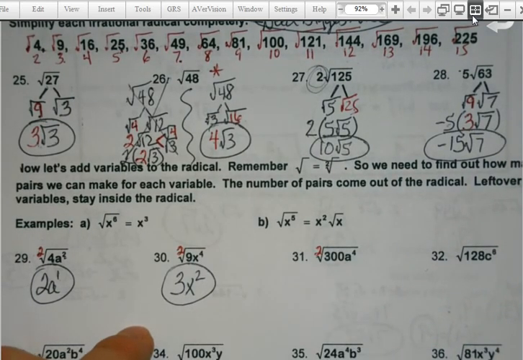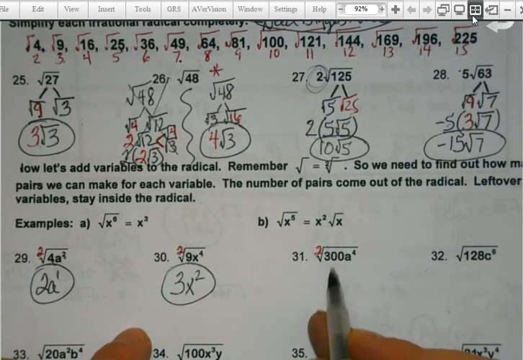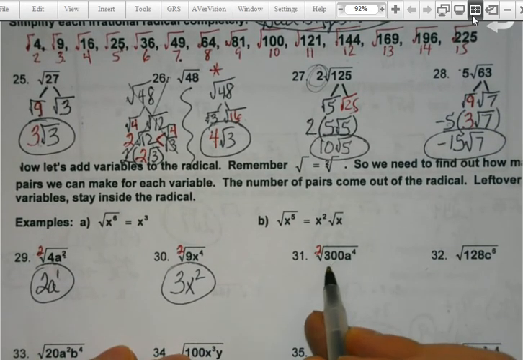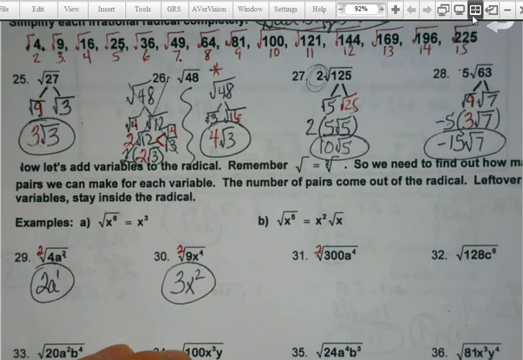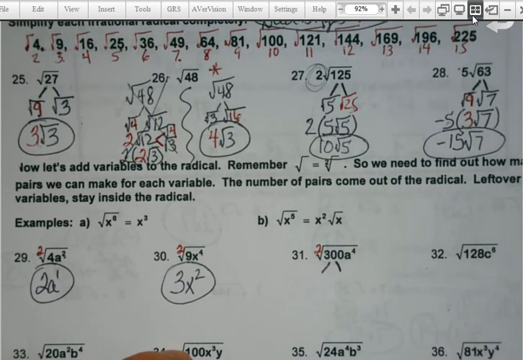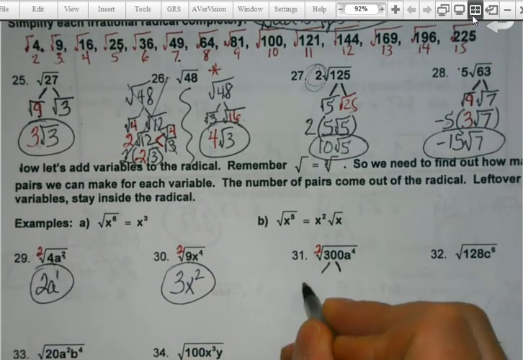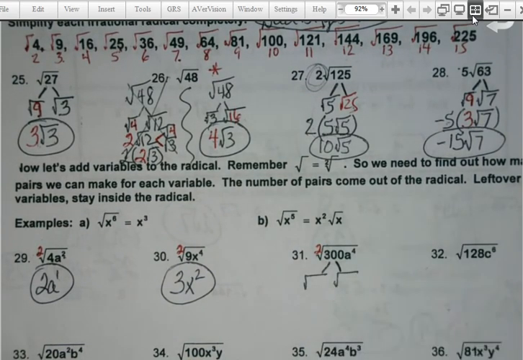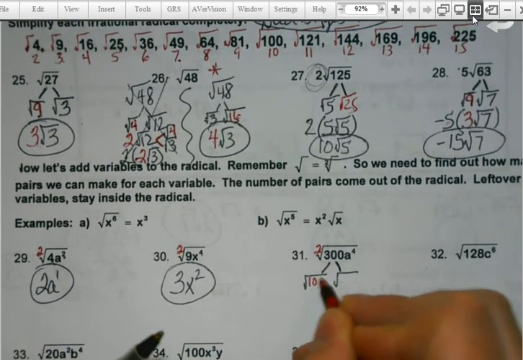Now, will they always come out nice like that? No. Sometimes. Okay, like here's 300. Now 300's not in my list, so I got to break down the 300 first. Now, there's a number up there that should be pretty obvious: 100. So right now I'm just breaking down the number.